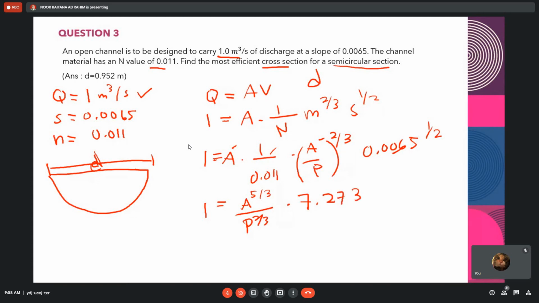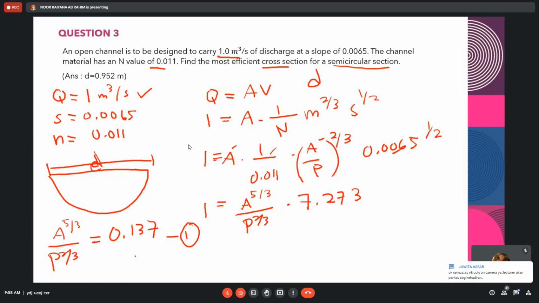And then yang ni kali dengan ni you akan dapat 7.273. Okay. So bila kita simplifykan this equation, kita akan dapat A^(5/3) over P^(2/3) is equal to 0.137. So kita dah dapat satu equation but we have two unknown here, P and A. Okay. So kita kena dapatkan equation lain lah. Ada 3 equation lagi yang kita kena kira untuk dapatkan A dengan P.